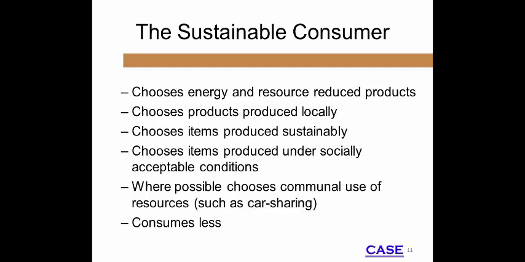Sustainable consumption is defined by choosing products that require less energy and resources, often produced under socially acceptable conditions, such as fair trade products. Sustainable consumption also includes the replacement of personal resource use with communal resource use, such as car sharing. Finally, sustainable consumption includes simply decreasing consumption.